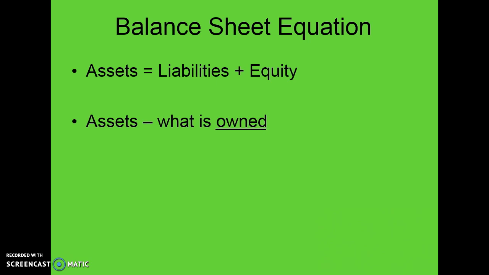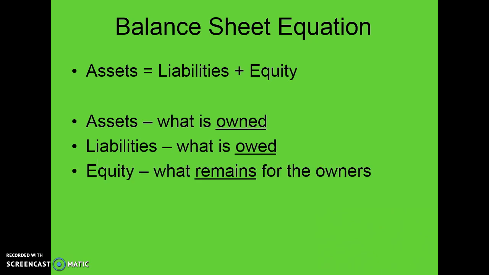Assets, anything that's owned by the business. Liabilities, any debts that are owed. And equity, the difference between assets and liabilities, is what remains for the owners.